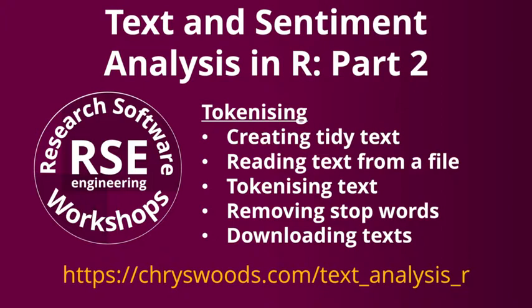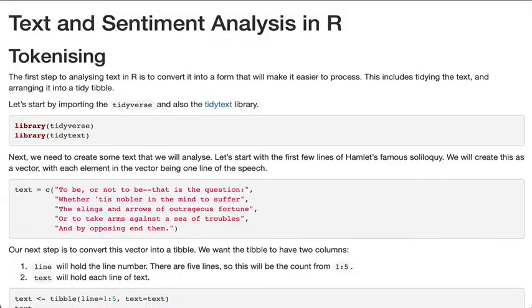The material's at the webpage below, and if you navigate to the Tokenising section, you'll reach a page that looks something like this. Now, the first step to analysing text in R is to convert it into a form that will make it easier to process, and this means we need to tidy the text up and arrange it into a tidy tibble. To do this, we're going to be using the tidytext library and of course packages from the tidyverse. So the first thing to do is to import these packages.